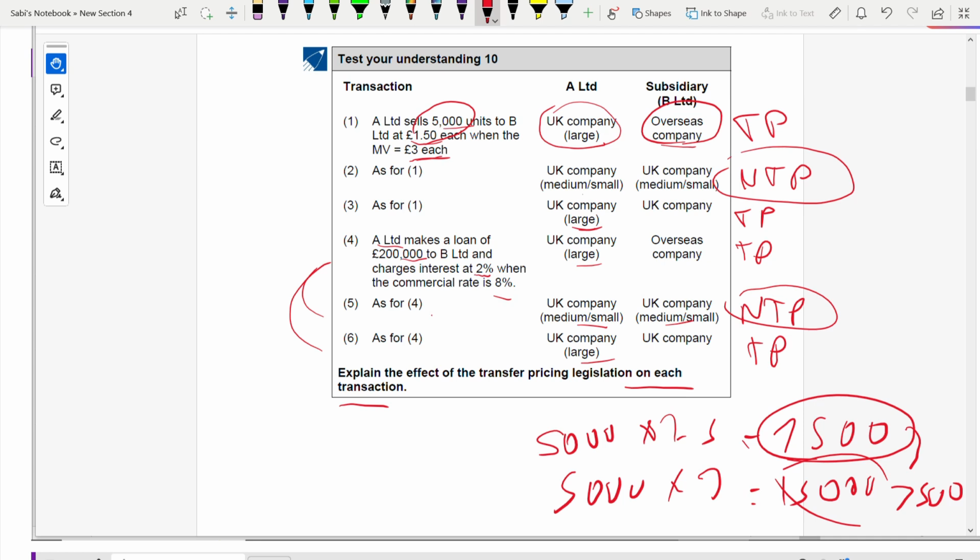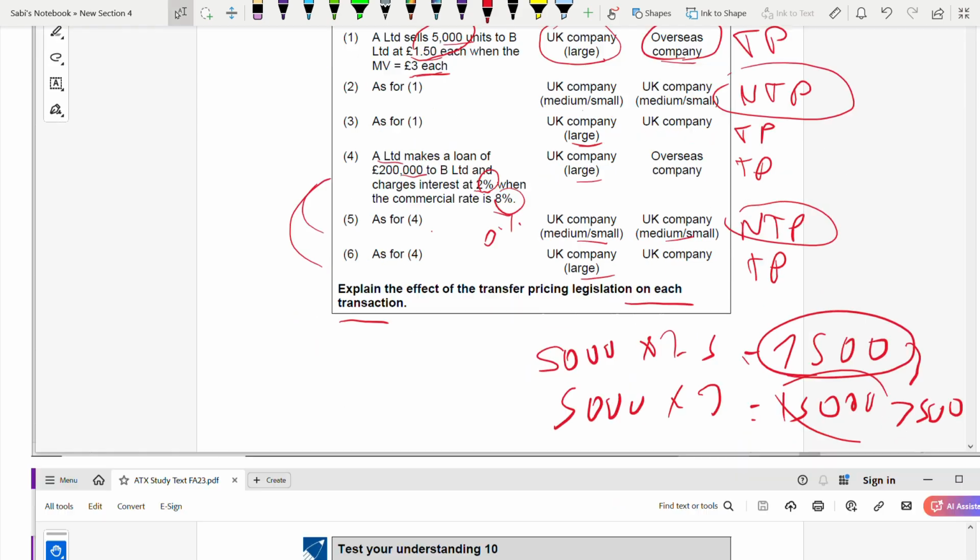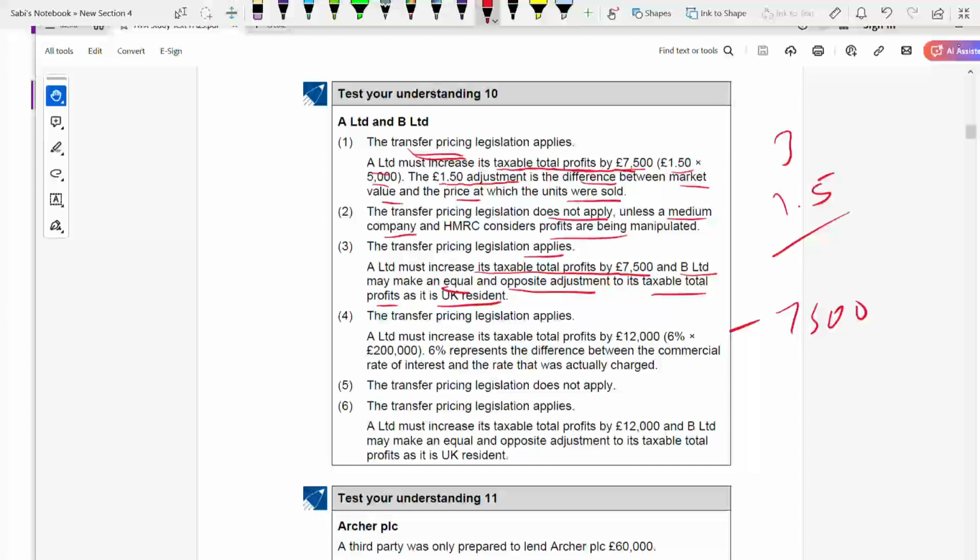Coming to the fourth one, TP applies. It should have been 8%, but it's 2%. So the difference is 6%, interest you have to charge. That's what you have to do. So you have to increase your taxable total profit. Earlier you charged at 2%, while it should have been at 8%. So transfer pricing will apply here. You have to increase it by 6% into 200, which is 12,000. You have to increase your TTP by 12,000.